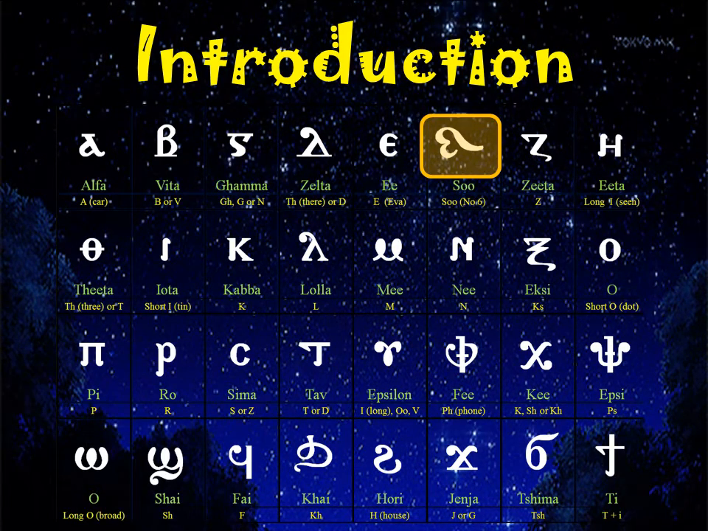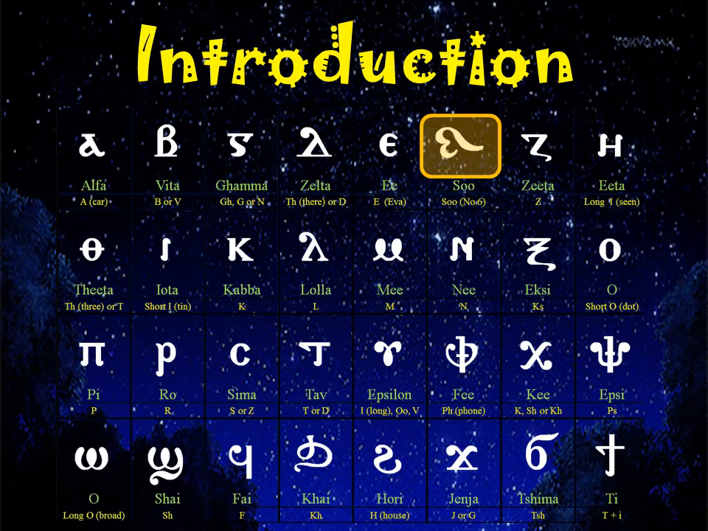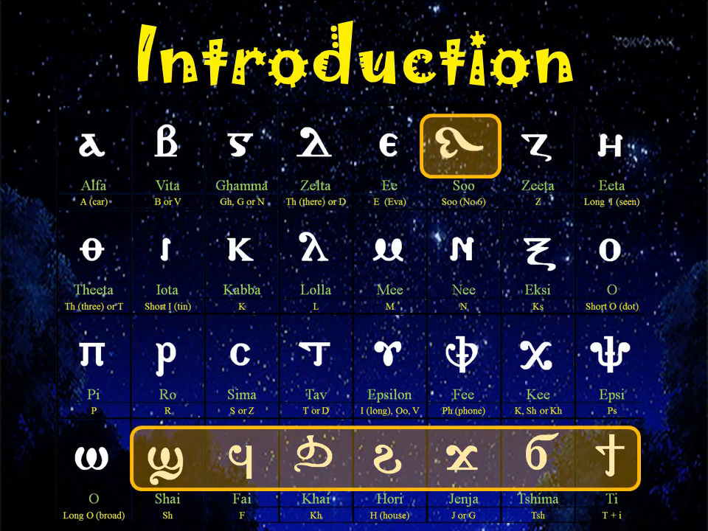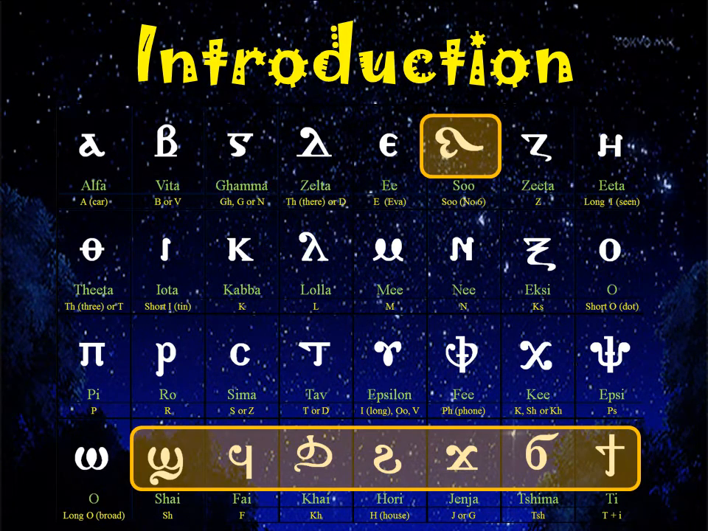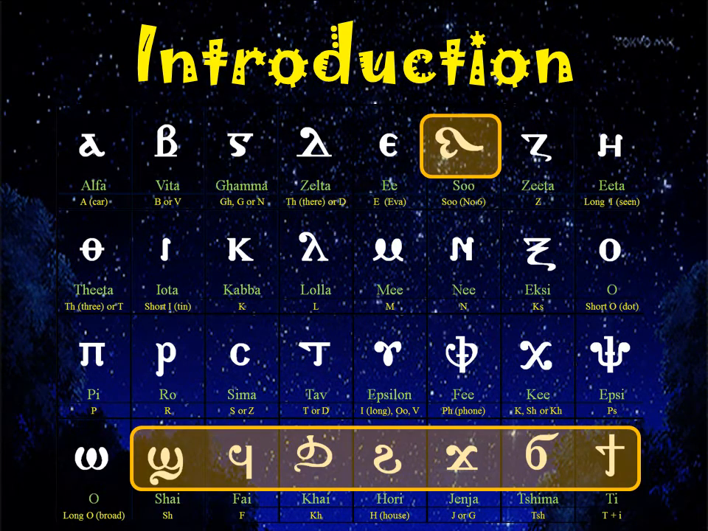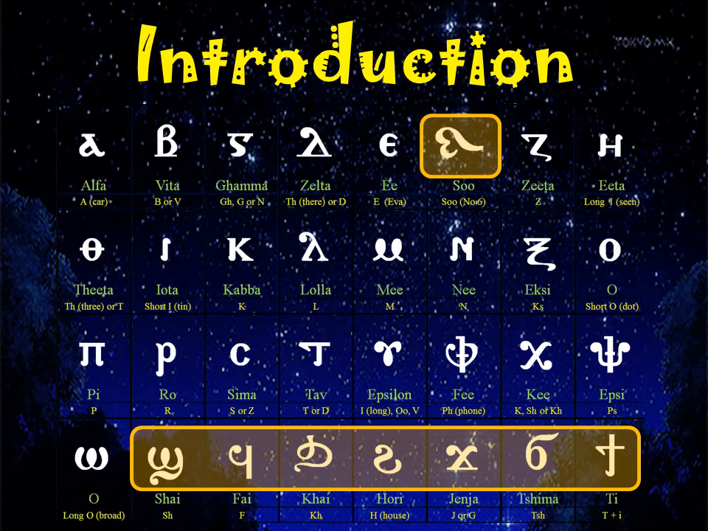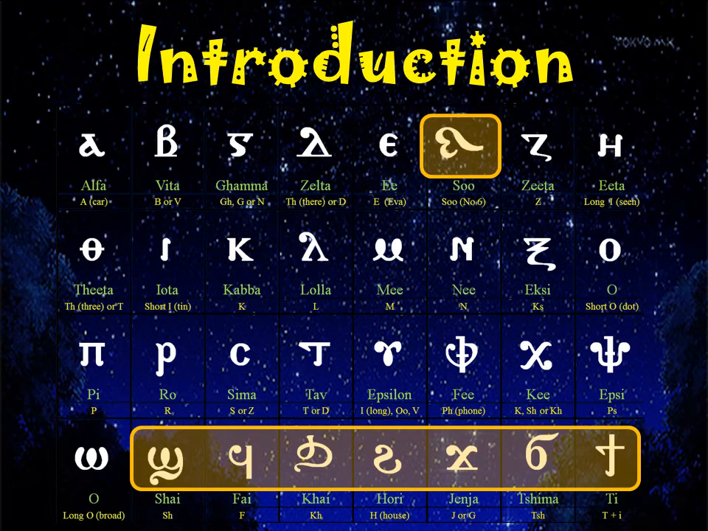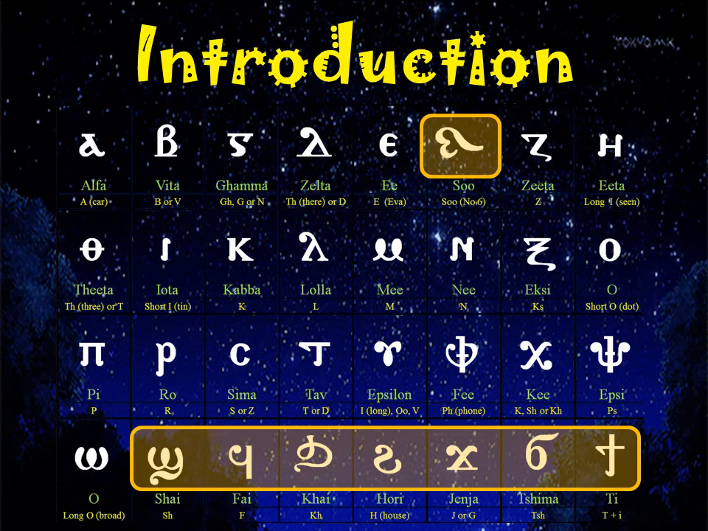So 1 done, 31 to go, and then the other 7 letters are these: the Shai, Fai, Khai, Hori, Janja, Chima, Ti. You don't need to remember their names. And again, I don't care if you remember the names or not, as long as you know how to pronounce. So these are the Coptic letters, this and this.